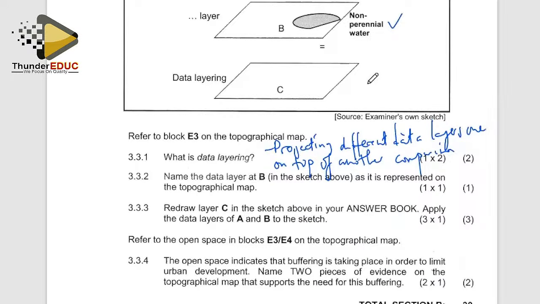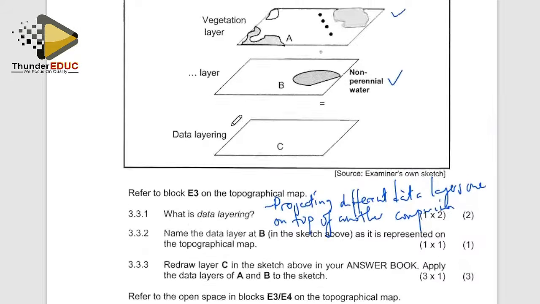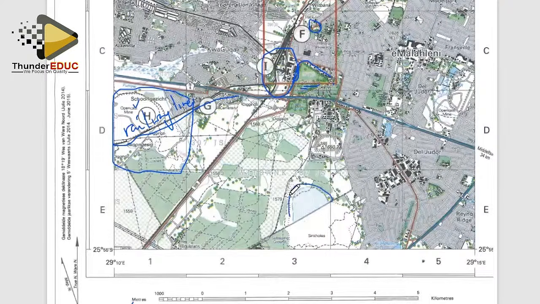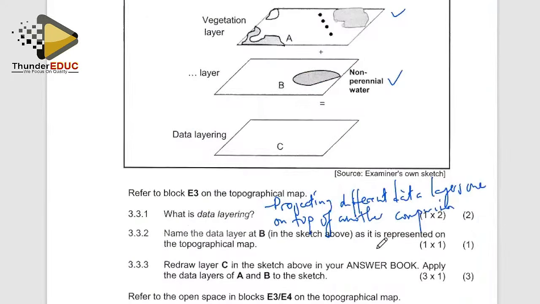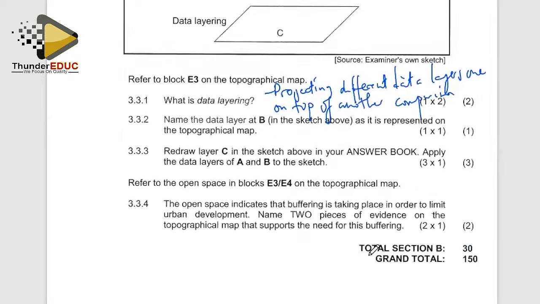Name the data layer B in the sketch above, as it is represented on the topographical map. Data layer B, we are told that it has non-perennial water. Even if we check here on the topographic map, we have this non-perennial water here. What layer does it fall under, a non-perennial water? Non-perennial water is, for one obvious reason, a drainage layer.